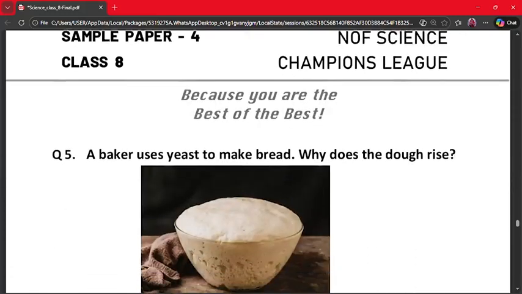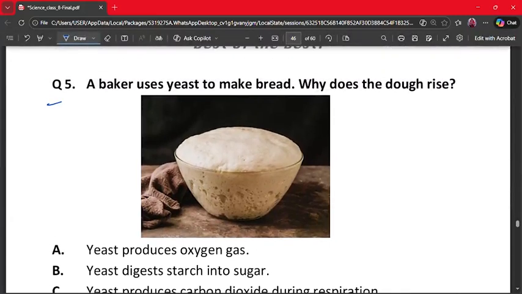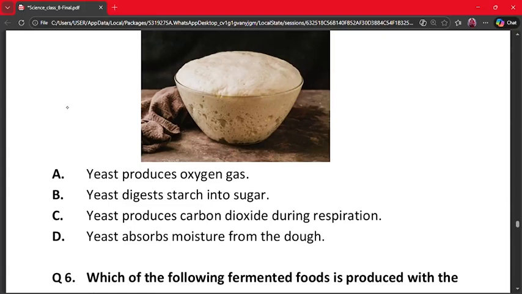Let's move on to the next question, that is question number 5. A baker uses yeast to make bread. Why does the dough rise? A. Yeast produces oxygen gas. B. Yeast digests starch into sugar. C. Yeast produces carbon dioxide during respiration. And D. Yeast absorbs moisture from the dough. The correct answer is option C, because yeast respires and releases carbon dioxide gas, and this gas gets trapped in the dough, making it expand and rise. That is why bread becomes soft and fluffy.